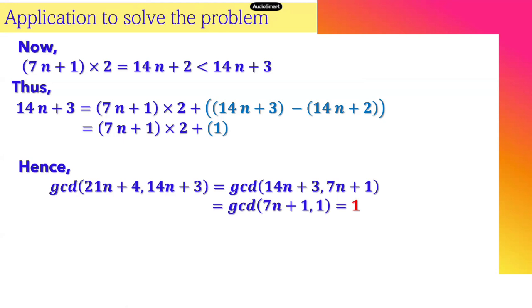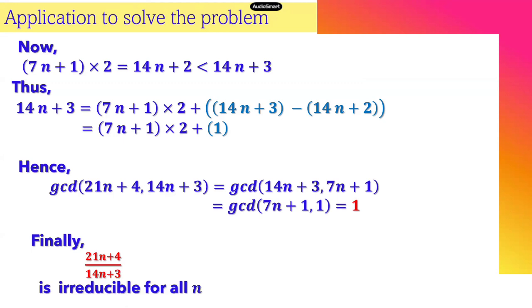So that means we satisfy the conditions, and by these conditions and by the definition of irreducible, we have that (21n + 4)/(14n + 3) is irreducible for all natural numbers n.